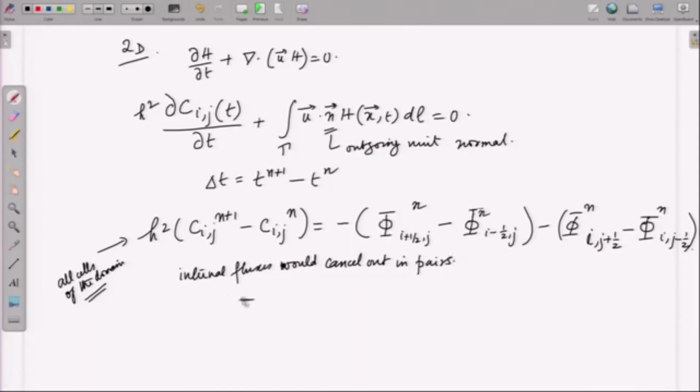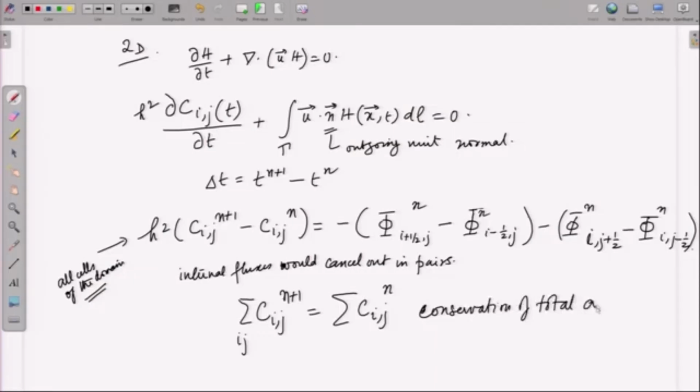So, then finally, you will be able to show that when you sum it over all the cells, you are able to maintain conservation of total area. And this is a very necessary constraint which needs to be fulfilled. So, this ensures conservation of volumes as well.